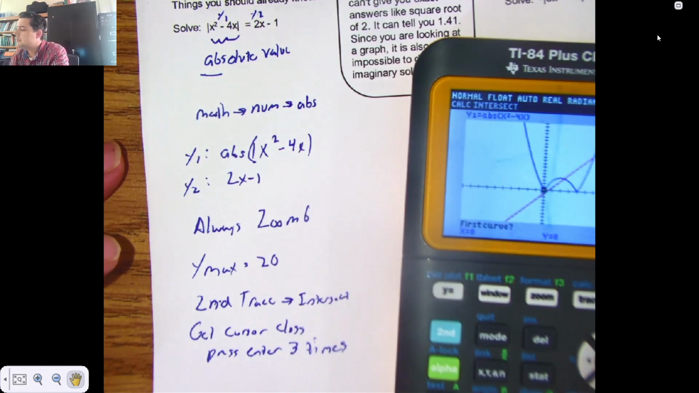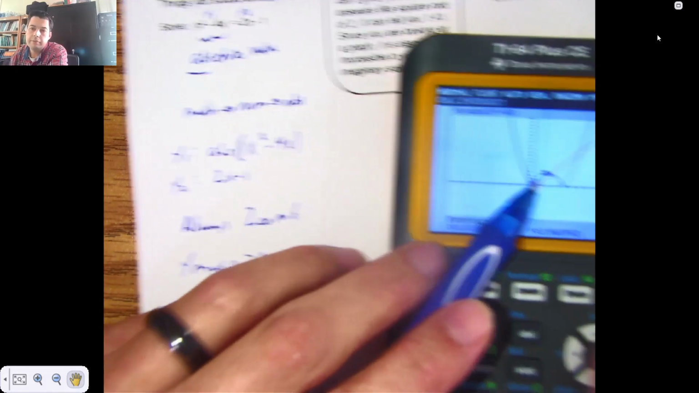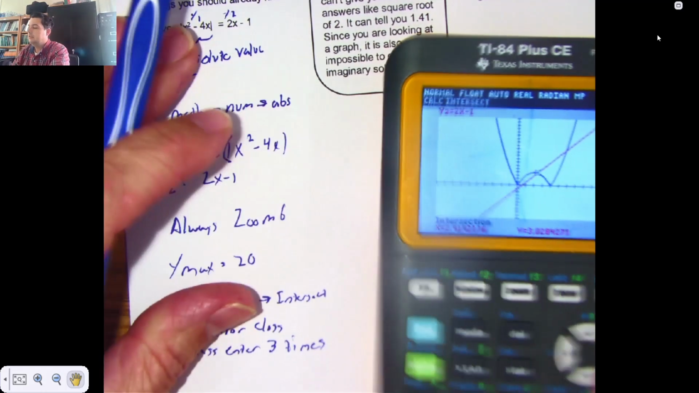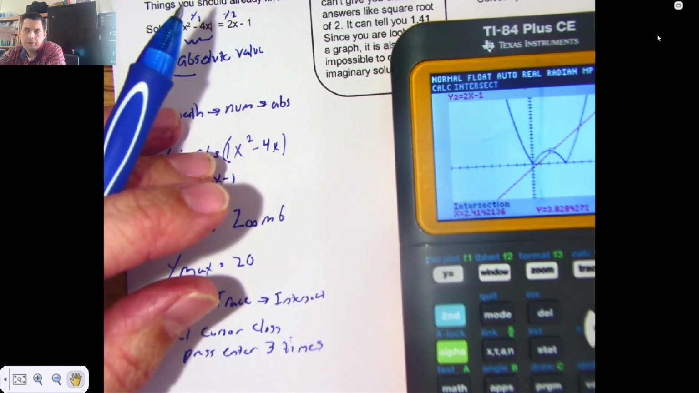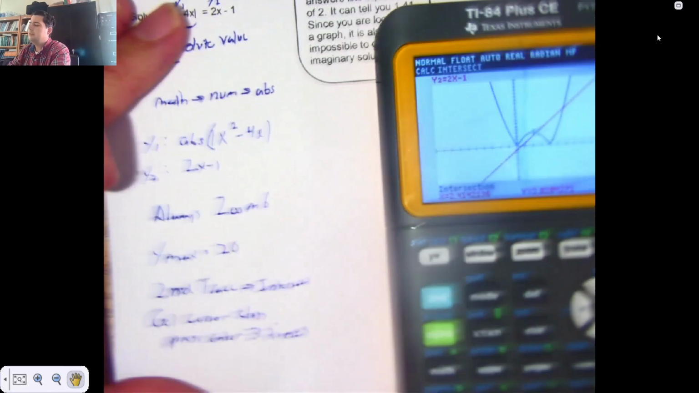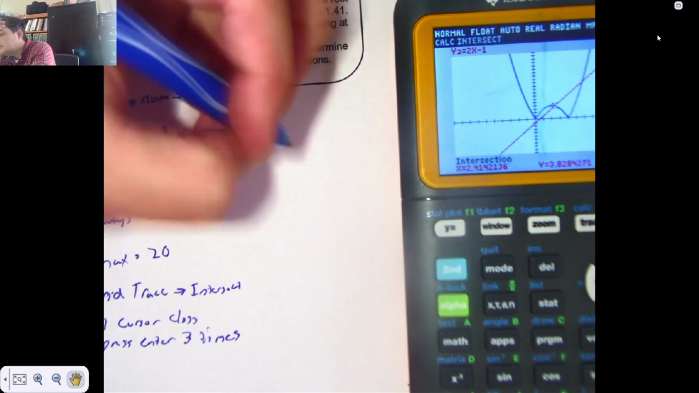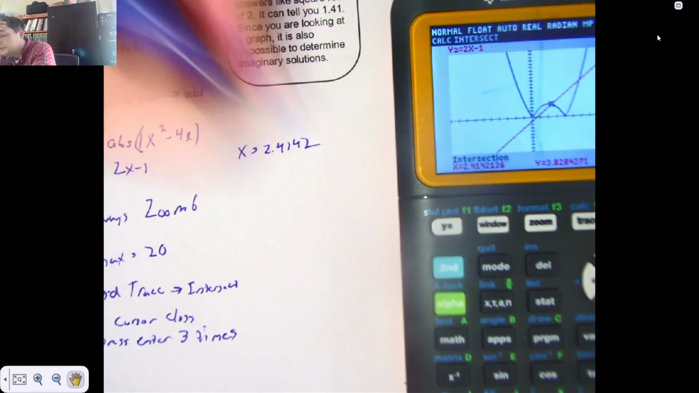So I get close. Looks like there's an intersection right there. I'm going to get close to it. I'm going to press enter, enter, enter. And on your test, I'll either take this out to the 4th decimal or 4 significant figures, but I really need to be teaching y'all significant figures, but I also need to teach you how to round too, so I'm kind of tore up on that. But anyways, x is 2.4142. There's one of them.